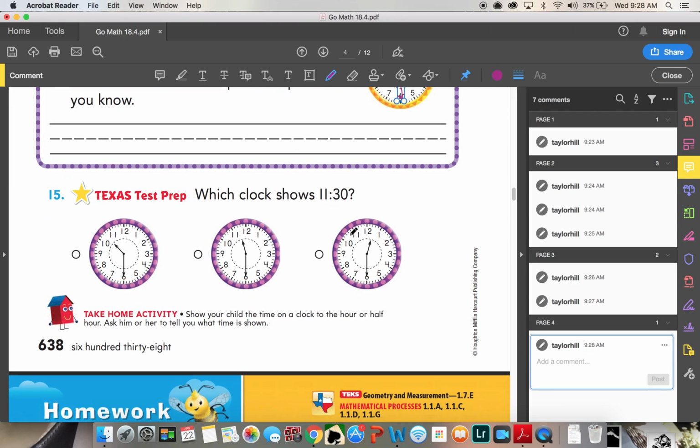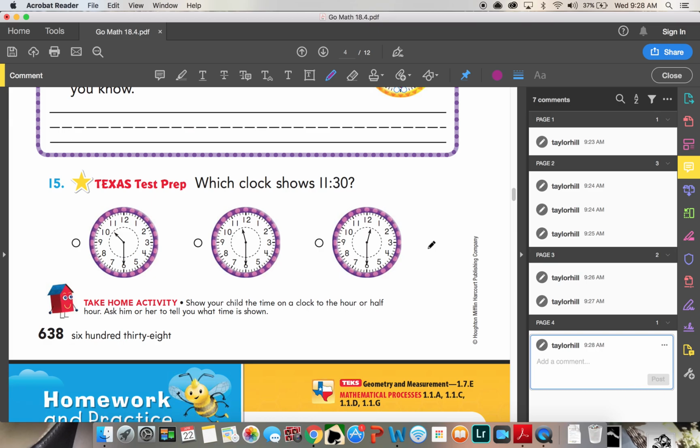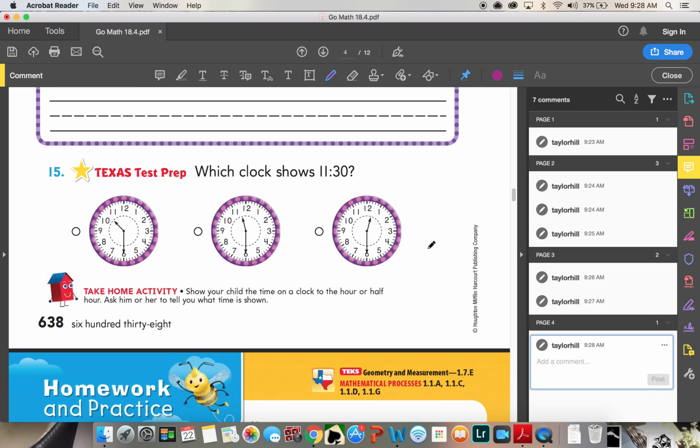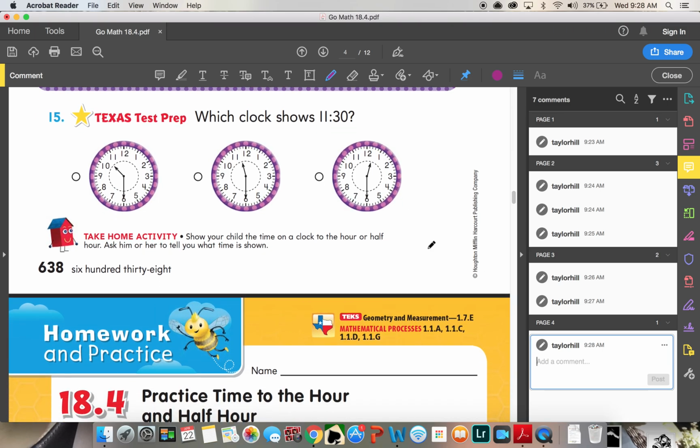All right, number 15. Which clock shows 11:30? All right, so the hour hand needs to be pointing between the 11 and 12, and the minute hand needs to be pointing at the 6.